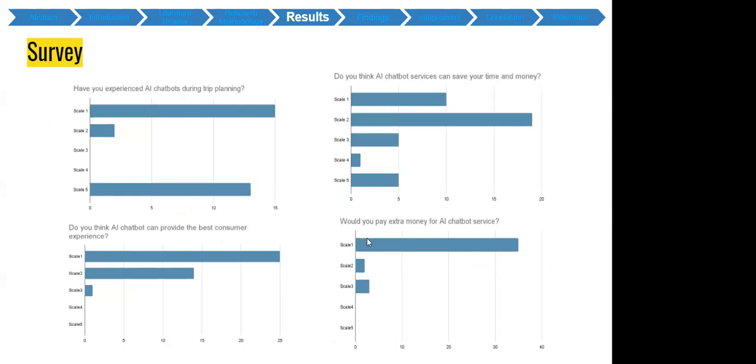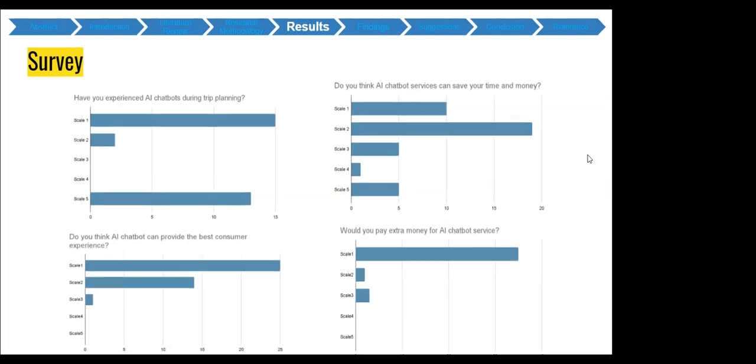Have you experienced an AI chatbot during trip planning? There were some yes and no answers. And do you think AI chatbot service can save your time and money? Most people said no to these questions. Some people said yes, but it seems like most people don't know about AI chatbot services, because when we were giving the survey questions, some people even asked what an AI chatbot is, even though it was in Korean.